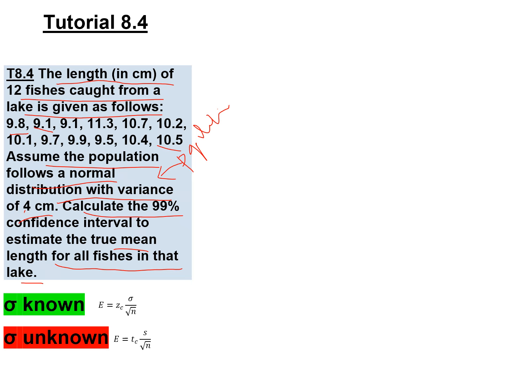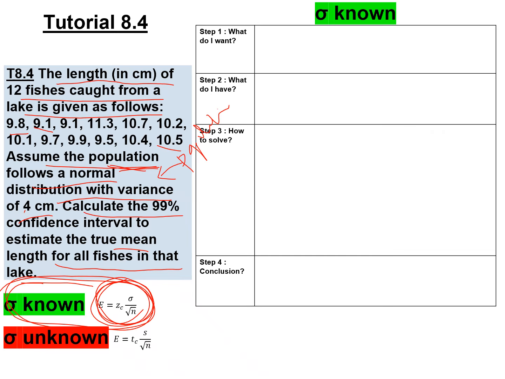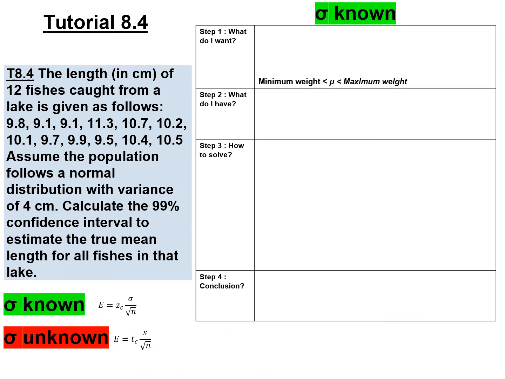For this problem, since we can make a good guess that this is a population standard deviation given, we're going to choose the green color, which means we're going to use this formula. Step number 1, what do I want? At the end, I want to find the range, the minimum and maximum, that will say about the population mean.